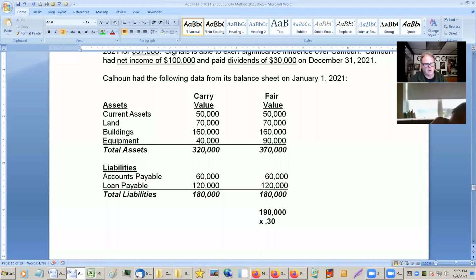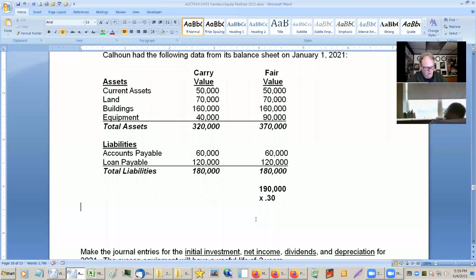180 equals 140. So that would be the book value, and then, let's see, net assets would be 370 minus 180. So that would be 190, the fair value.